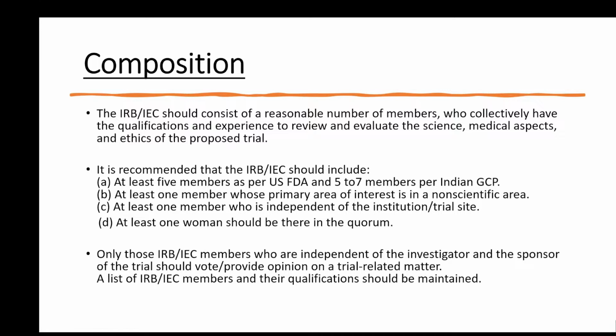The composition of an IRB or IEC should include at least 5 members as per US FDA, and it should have at least 5 to 7 members per Indian GCP. So US FDA says 5 members should be present, but Indian GCP says 5 to 7 members should be present. And at least 1 member whose primary area of interest is a non-scientific area. See, if everyone is from a science background, they cannot take the bird's-eye view of a normal person. So that's why in this group of 5 to 7 people, we are having a layman.